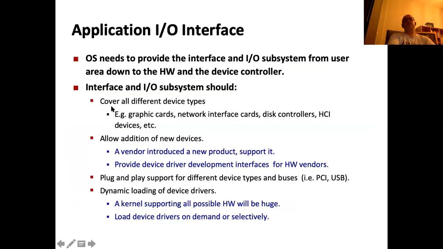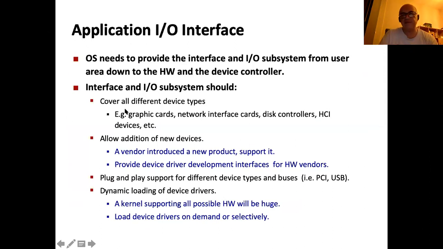Okay, so what we need is the operating system should provide some simpler interface, and that simpler interface will be used by the user process and it will let us access the hardware. But it is not the end of the story.